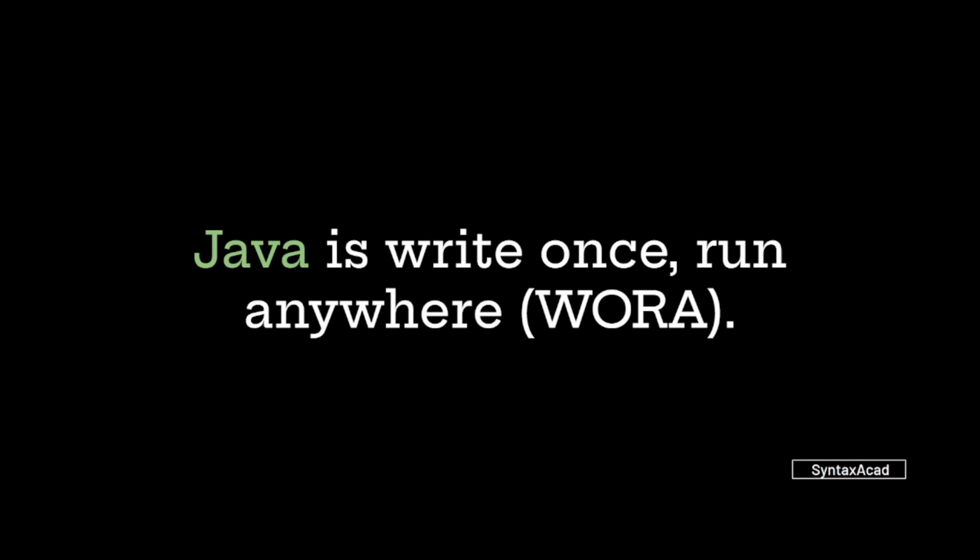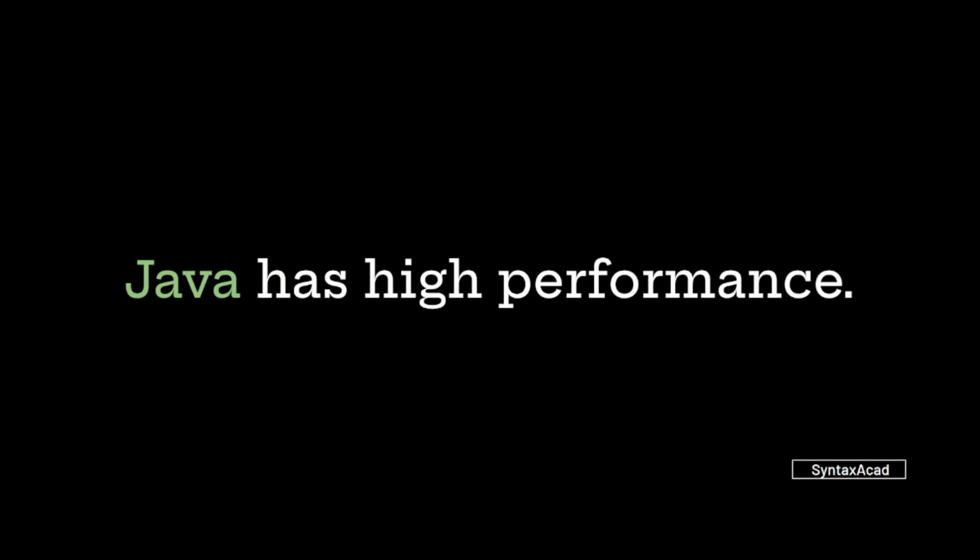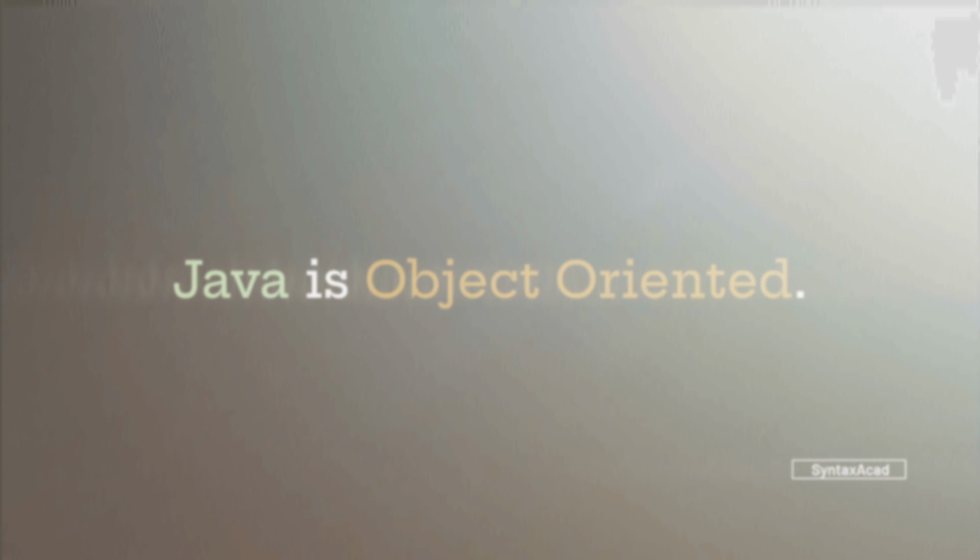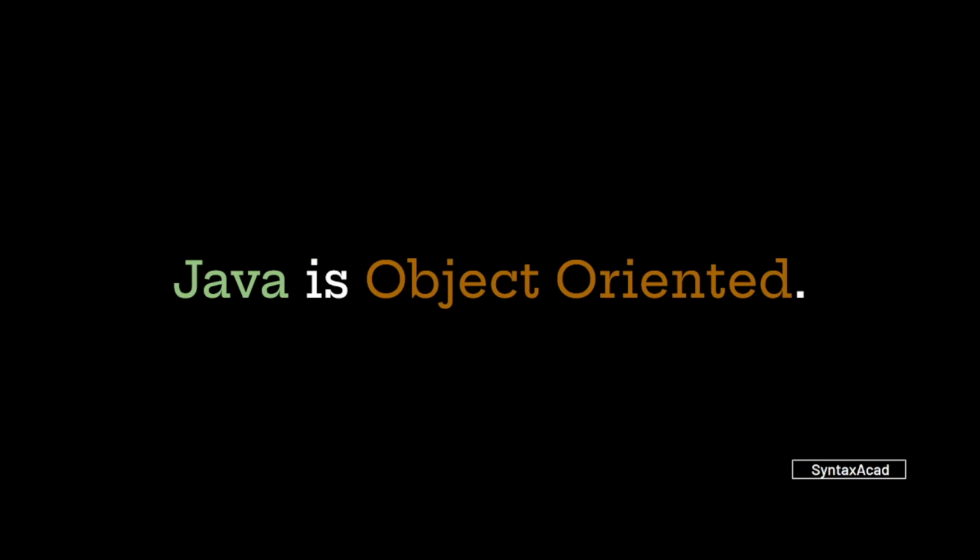This is the idea that a Java program, once written and compiled, can run on any platform or device that has the Java virtual machine without requiring any change to the code of the program. Four, Java has high performance. Because of a technology called just-in-time compiler, Java is able to perform at a high speed. Five, Java is object-oriented. This means Java programming methodology or paradigm uses the concept of objects to write applications.